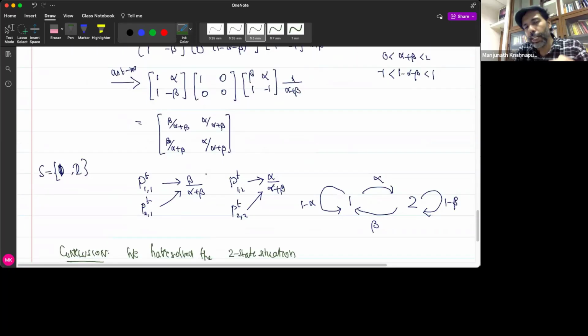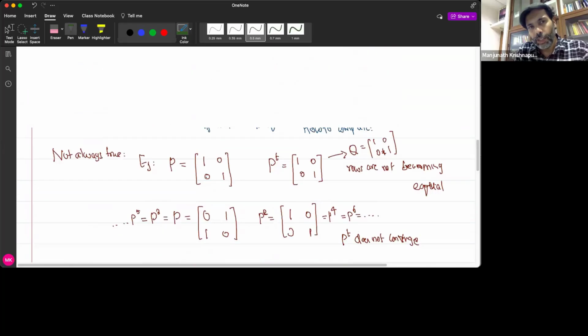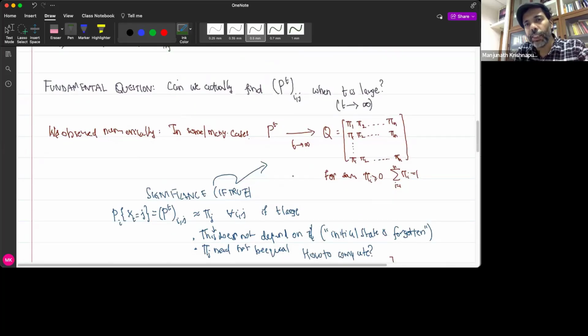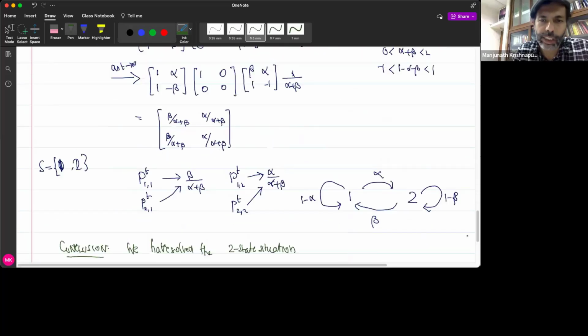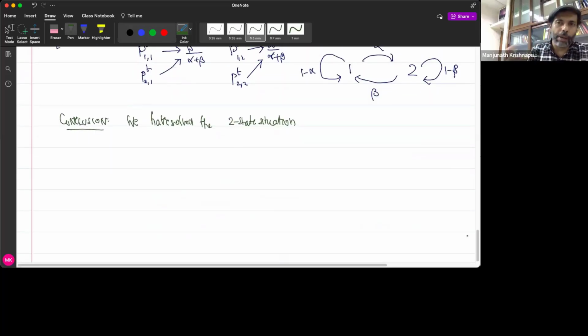So next lecture, we will give a complete solution: under what conditions is it true that P to the T converges to a matrix with equal rows. Not only that, but how to compute these pi's. We don't have to take a limit. We can compute pi's directly from knowing P, and how to compute that. All that we will answer in the next lecture. So that will completely answer what I am calling the fundamental question of long-term behavior of Markov chains. Okay, I will stop here.